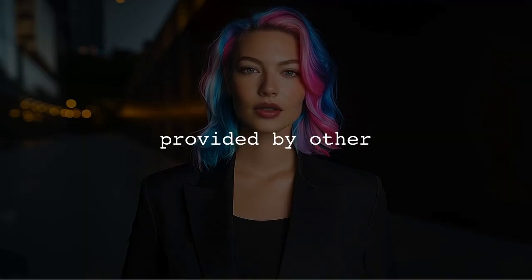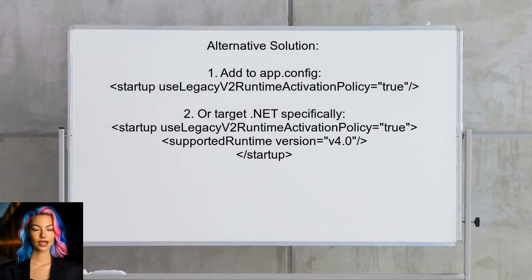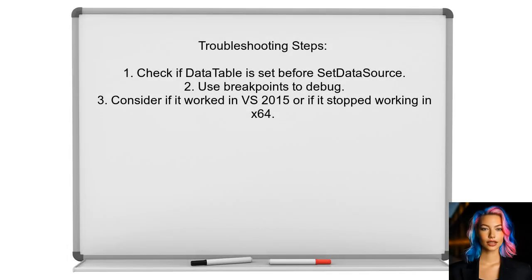Now let's look at the answers provided by other users. An alternative solution from another user suggests adding a specific configuration to your app.config file. They recommend including the line, Use Legacy v2 Runtime Activation Policy set to true. This might help resolve compatibility issues with Crystal Reports on 64-bit machines. The user also mentions that the error could indicate that the dataset or data table is not set correctly when used in the report object.